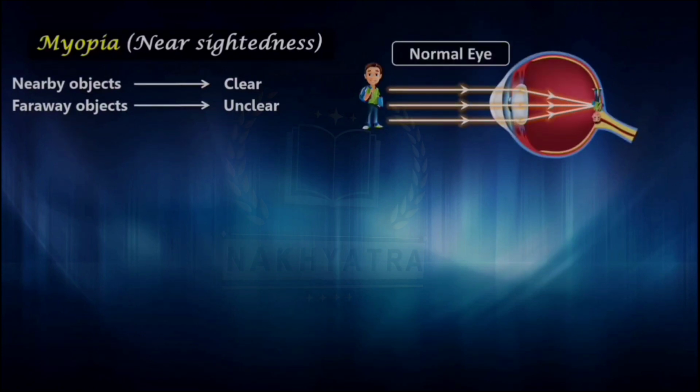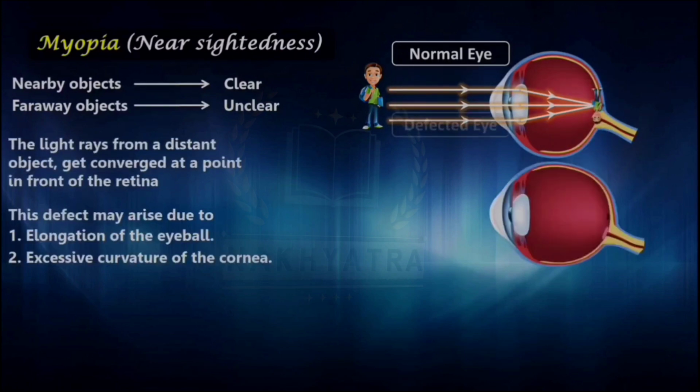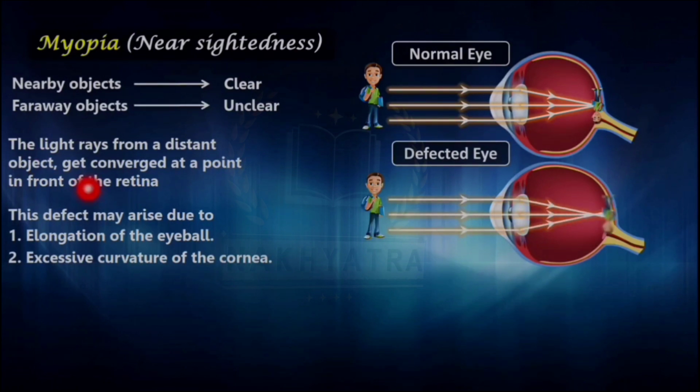Now see, this is how the image forms on the retina in a normal eye. Now in case of defected eye, the light rays from a distant object get converged at a point in front of the retina, and here the image formed on the retina is very unclear. So this defect may arise due to elongation of the eyeball and excessive curvature of the cornea.